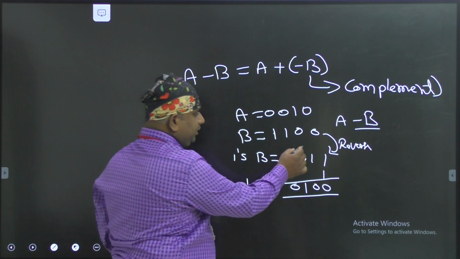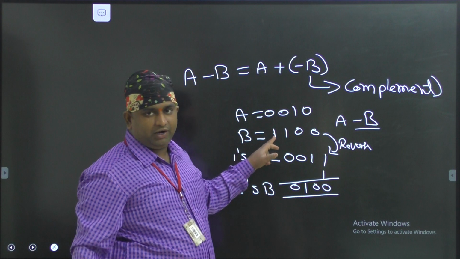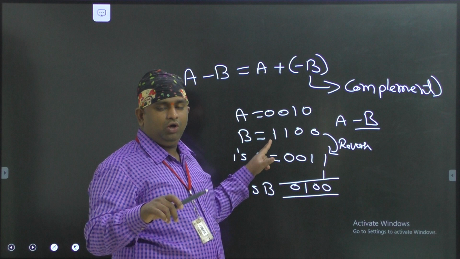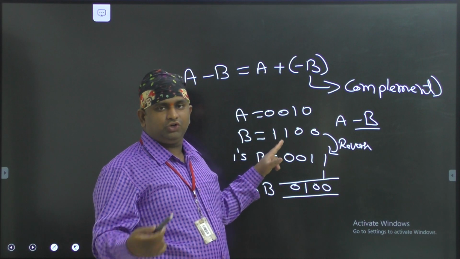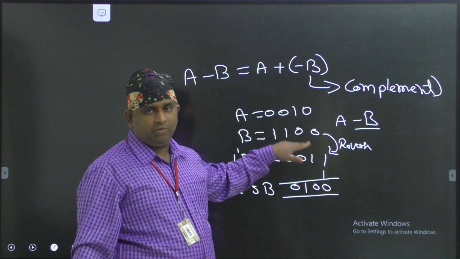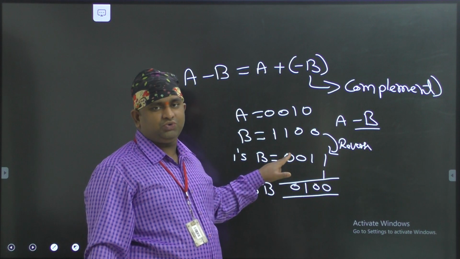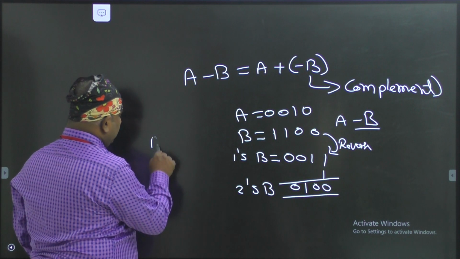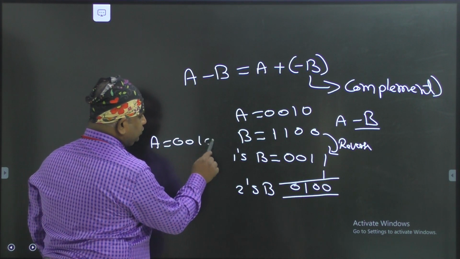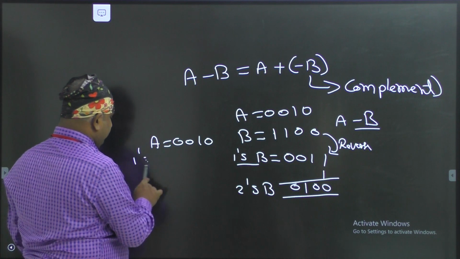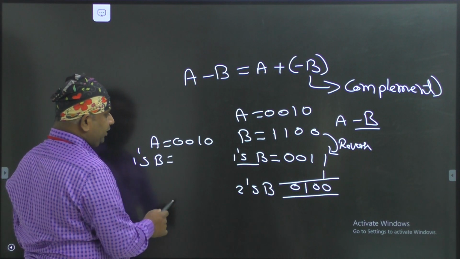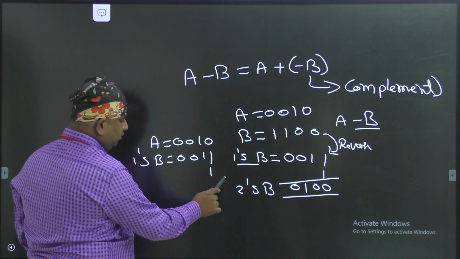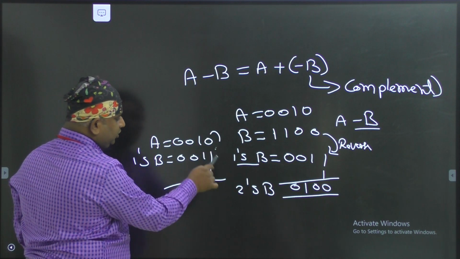So for the given subtrahend B value, you are reversing it. That is, if it is 0 you change it to 1, and if it is 1 you change it to 0. Like that you do the reverse operation and you add 1 to this ones complemented number. If you want, you can add like this also. A is equal to 0, 0, 1, 0. First write down the ones complement of B here. Next write down the value 0, 0, 1 and you have to add 1. So you can add these 3 at a time.